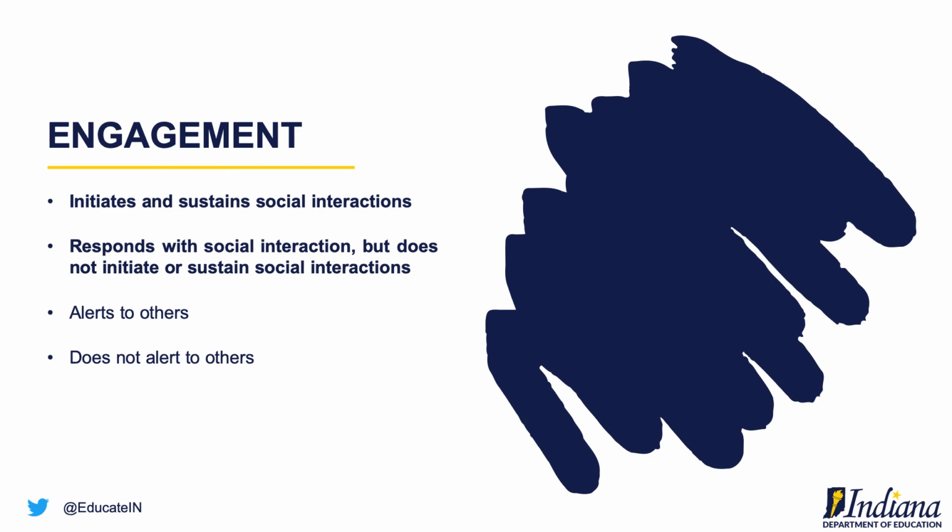The eighth indicator addresses student engagement. 58% of students who participated in IM in 2019 were able to initiate and sustain social interactions. 30% of students were able to respond to social interaction but are not able to sustain or initiate this interaction. Both of these responses are indicated in bold print on the slide. Fewer than 12% of students were only able to alert to others or not able to alert to others at all.